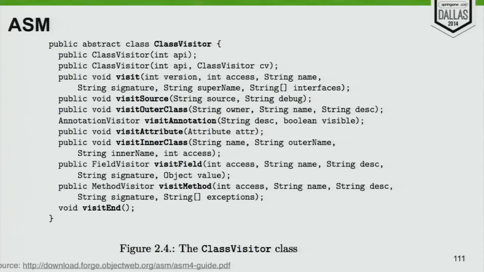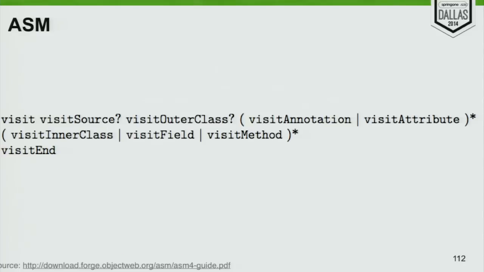And these events are stored in the class visitor. So you can see the visit gives you access to the super class and any interfaces. We can visit attributes, visit fields, and visit methods. We're always going to see these in the same order, too. So for our audit logging, we know we're always going to get the annotations before we visit the methods.